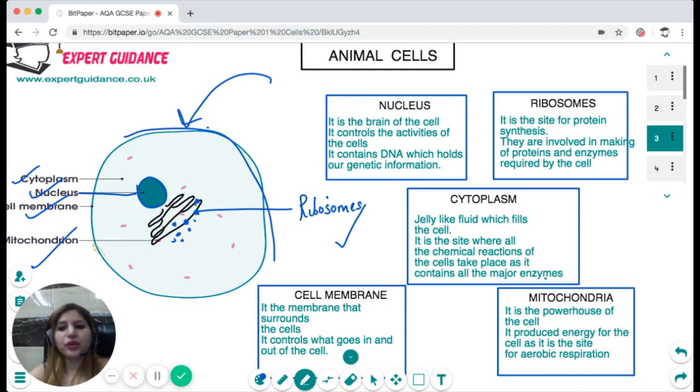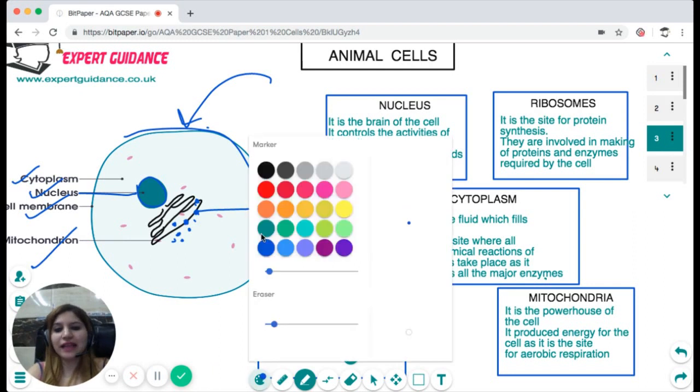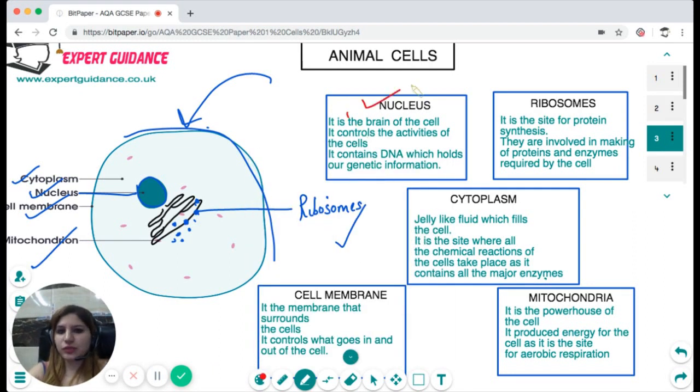Now, you should know these names and the functions of each, as these are found both in plant and animal cells. So the first is the nucleus. It is the brain of the cell because it controls all the activities. It controls what is happening inside the cell, and it also has your genetic information as it contains the DNA. So you should know all these three functions of the nucleus.